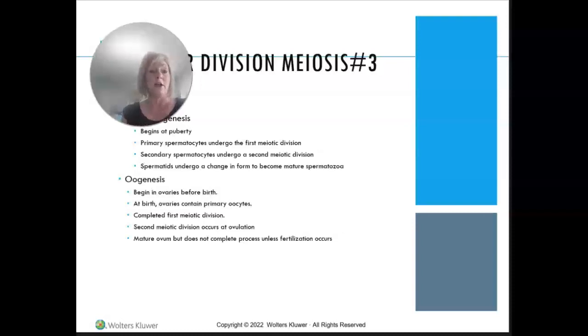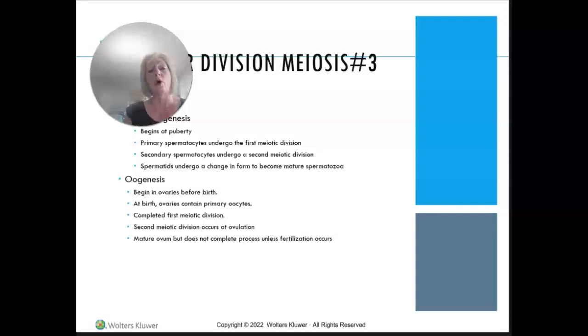Females are a little bit different. Oogenesis starts before birth of the baby. As soon as those 46 chromosomes come together and that embryo is decided that it's going to be a girl or a boy, well, actually a girl in this case, she is born with all of the ova that she's going to have. So at birth, her ovaries contain primary oocytes. They've already done their first meiotic division and they're just waiting for ovulation to start occurring.